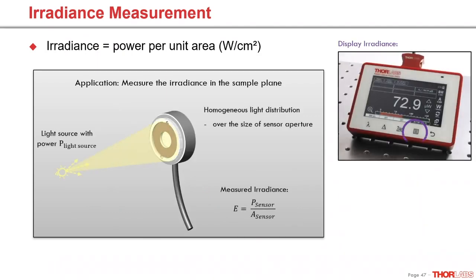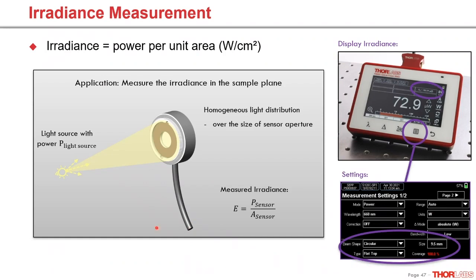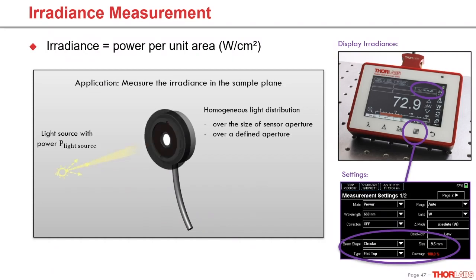How does it work? The simplest way to measure the irradiance is to overfill a standard sensor. The light distribution should be homogeneous over the size of the sensor aperture. The power meter electronics automatically takes the sensor aperture to calculate the irradiance. When the homogeneity of the light source cannot be guaranteed, it is necessary to attach a defined aperture, where you can be sure that the light is homogeneous, in front of the sensor. The size of the aperture can be entered in the measurement settings, and the irradiance will be calculated and displayed.